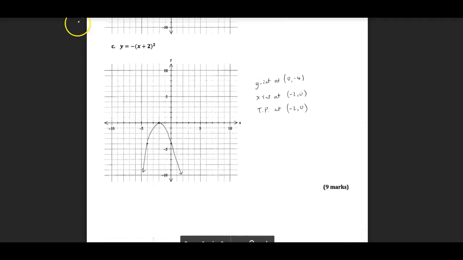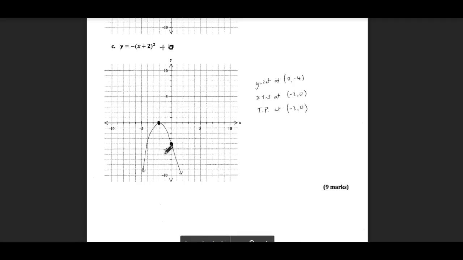So this one here is like an invisible k here. You don't have to put in plus 0, but it does help. So you have a negative parabola. Turning point is at negative 2, 0. So you can see that is here. And that's also your x-intercept. Your y-intercept, just let x equal 0. So that's at negative 4.